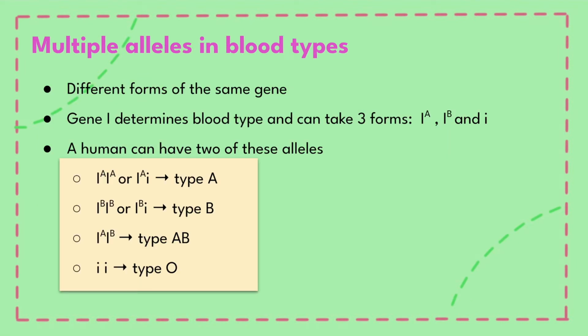Now, let's look at multiple alleles and blood types. So what are multiple alleles? They are different forms of the same gene. For example, gene I is what determines the blood type, and it can take 3 forms: IA, IB, and i. And a human can have 2 of these alleles. They're called multiple alleles because there are 3 options, but a human can still have only 2 of them. So these are the genotypes that correspond to the respective phenotypes.